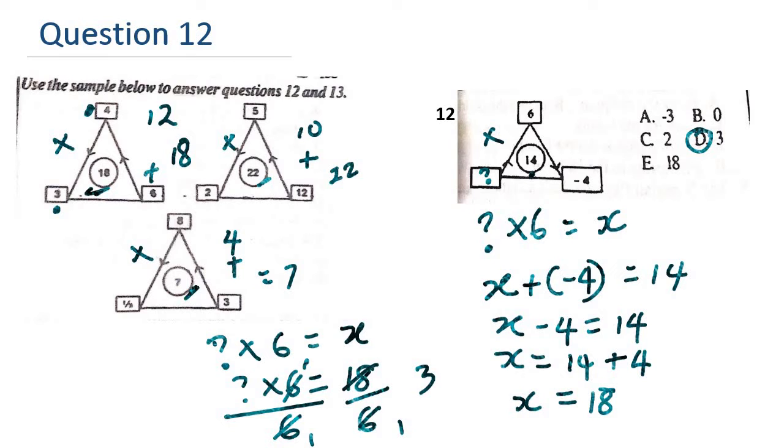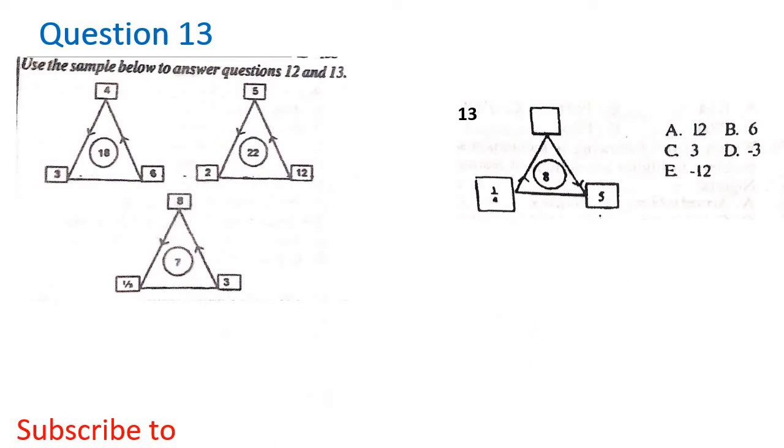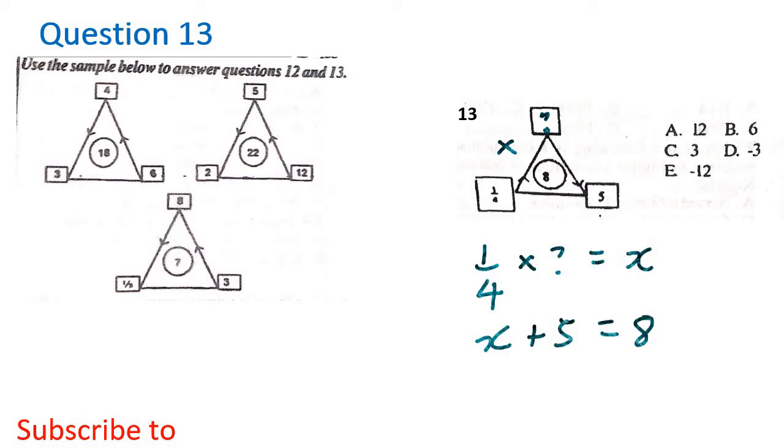Alright, the next is question 13. Using the same sample, we are looking for this, so I'm going to put the question mark here. So remember, it has to be this times this. 1 over 4 times the question mark equal to x. So this x plus 5 will give me 8. x plus 5 equal to 8. So x, move 5 to the other side, will be 8 minus 5, which will give me 3. So I know that x is 3.